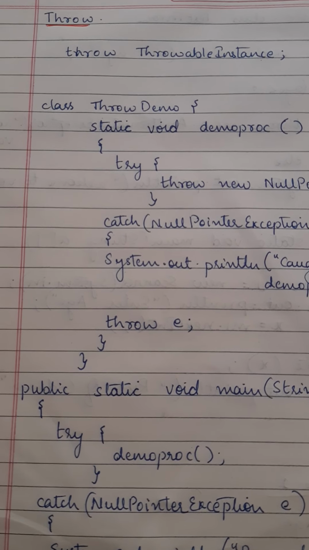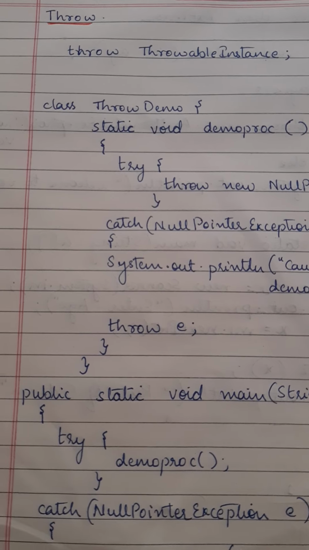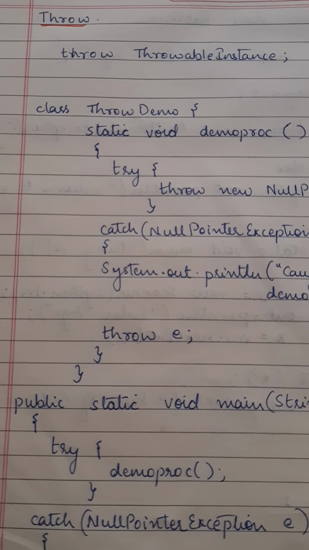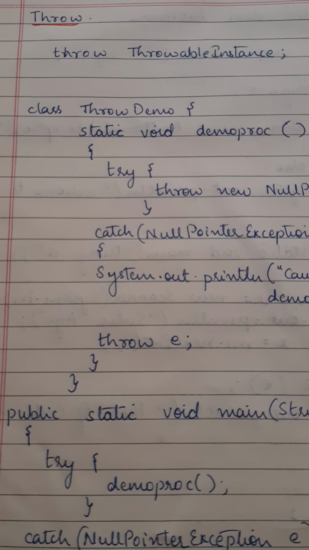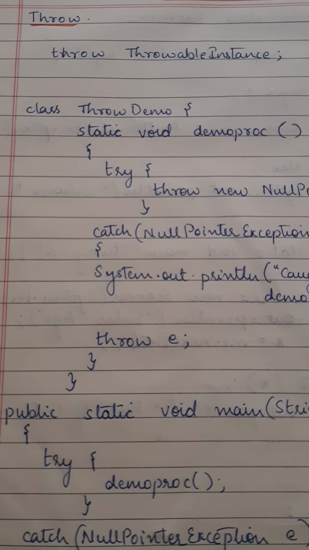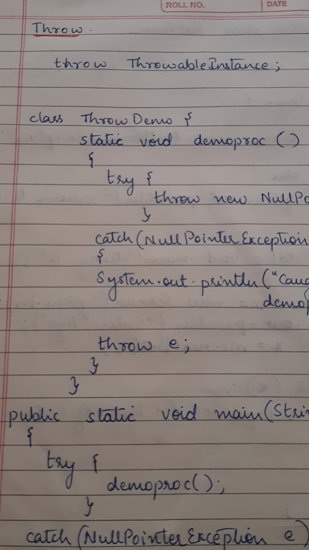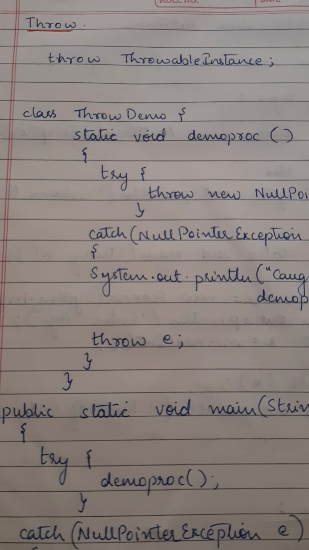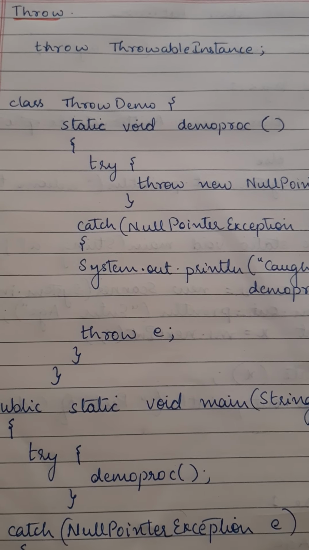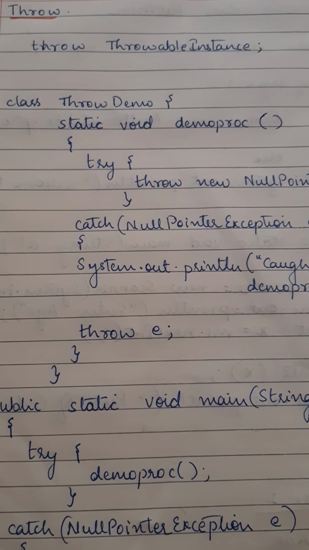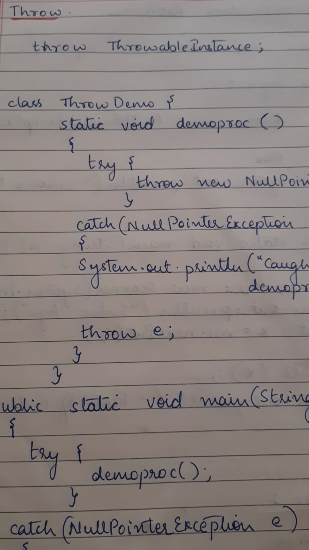Hello students. The next topic in exception handling, or the next keyword in exception handling, is the throw clause. Now I had earlier told you that there are 5 keywords in Java to handle exceptions. It is try, catch, throw, throws, and finally. So we had done with try and catch yesterday, in the previous session, and now I'll be doing the throw clause.